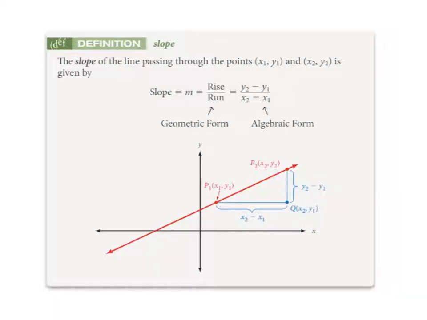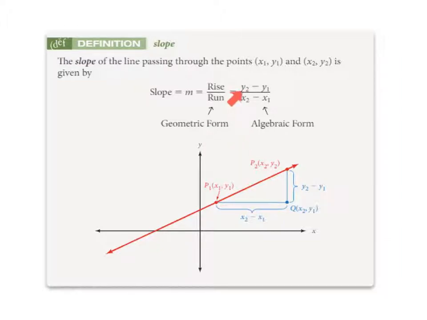So what is the slope? How do we find the slope? Once again, I took this image directly from the text. And the instructor resources have these. It's nice. The slope of the line passing through the points (x1, y1) and (x2, y2) is given by this formula. The slope is equal to m. M, we frequently call it rise over run. This is our geometric form. That's how we can visualize it.